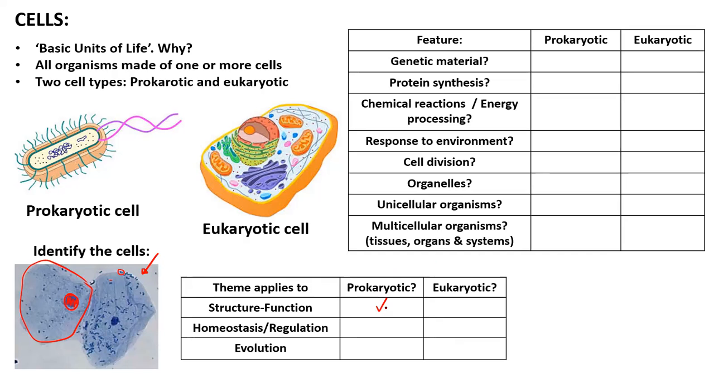Homeostasis regulation. Do prokaryotic cells need to balance their internal environment? Here only half of the people answered yes, but the correct answer is yes. Of course. It's a cell, so it needs to be in balance, even if it's just one cell. Evolution, does it apply to prokaryotes? 70% said yes, and the answer is yes. For eukaryotes, more than 80% thought it applies to eukaryotes. Those themes apply to any living organism, so they apply to both prokaryotes and eukaryotes.